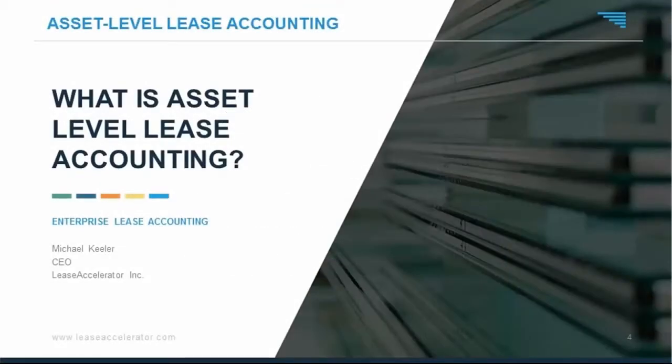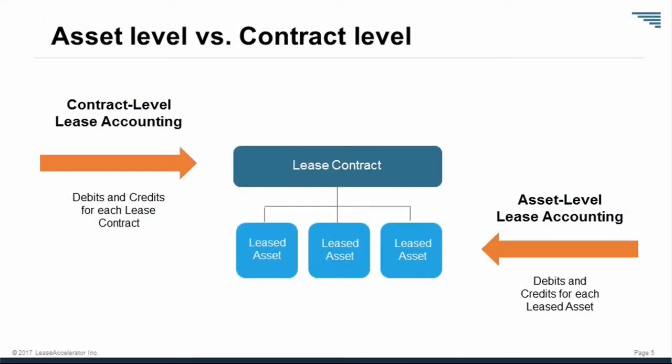So what is asset level lease accounting? Asset level lease accounting, as you can see there on the right of the screen, is when you're generating debits and credits for each lease asset. That's contrasted with contract level lease accounting, in which the debits and credits or journal entries are generated at the contract level.